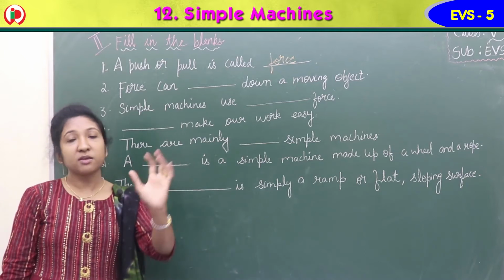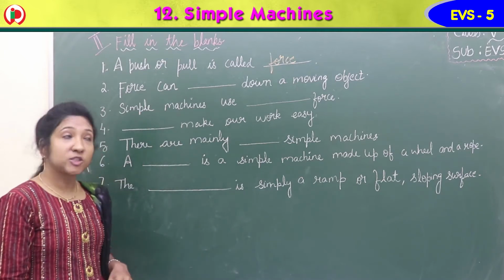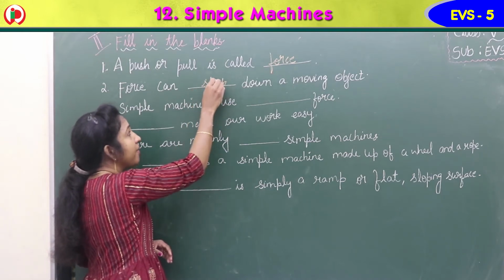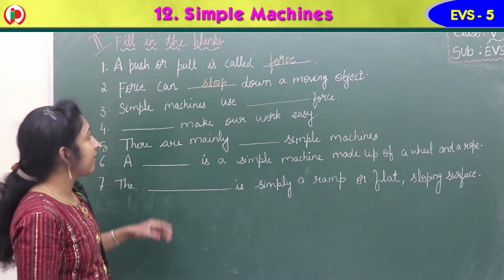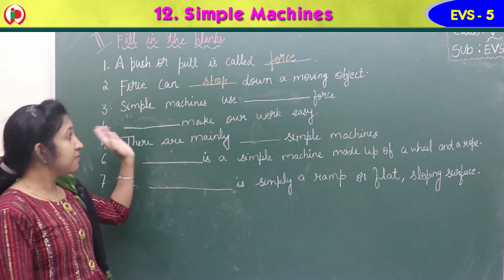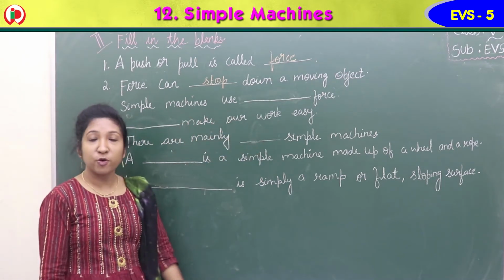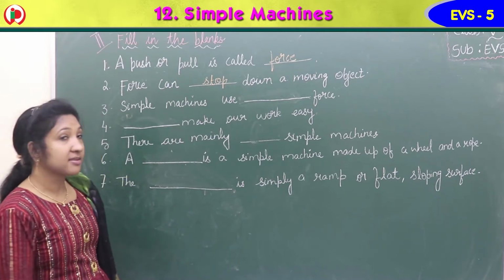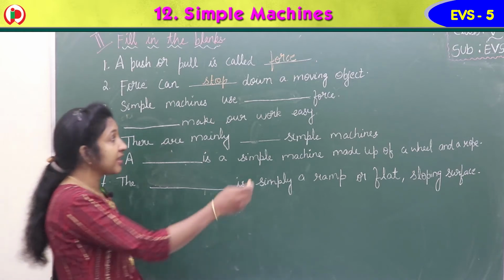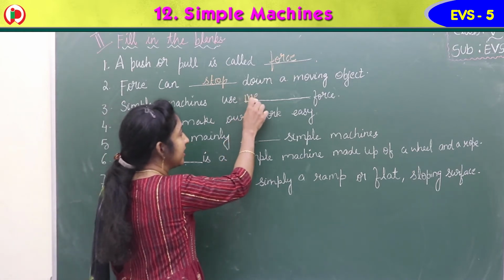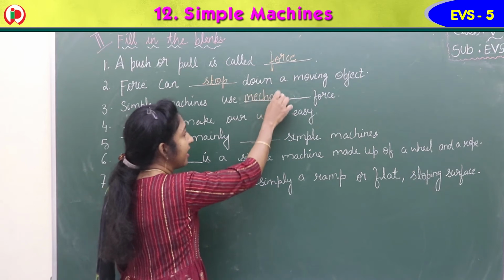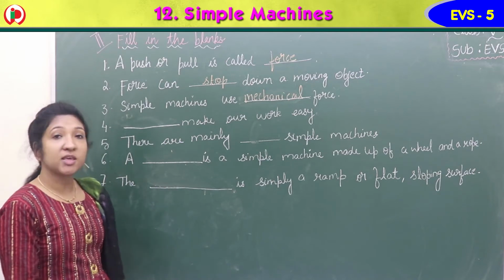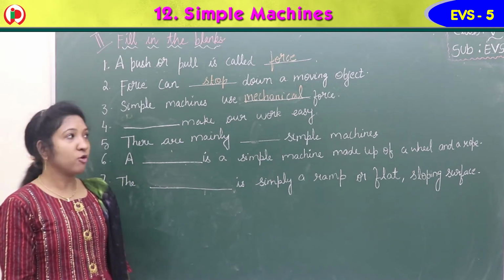Then second, force can dash down a moving object. So something is moving. So force can stop or slow down a moving object. Okay. Third one, simple machines use dash force. All simple machines use which force, children? Yes, simple machines use mechanical force, M-E-C-H-A-N-I-C-A-L. Mechanical. Simple machines use mechanical force.